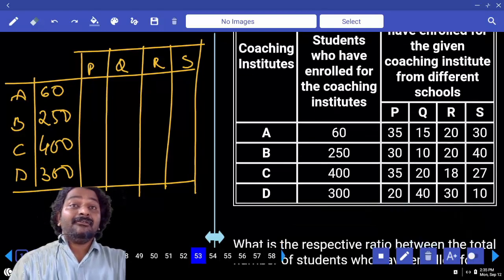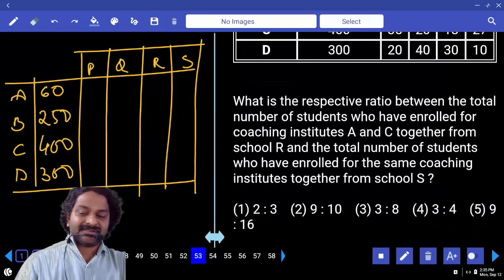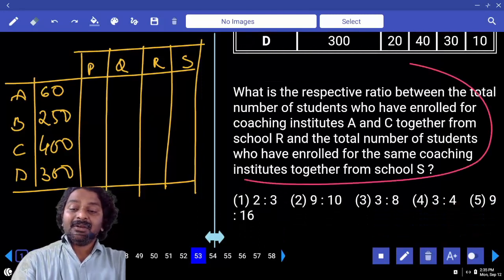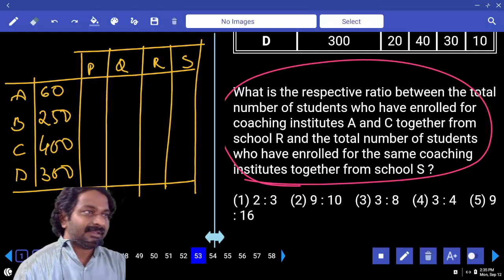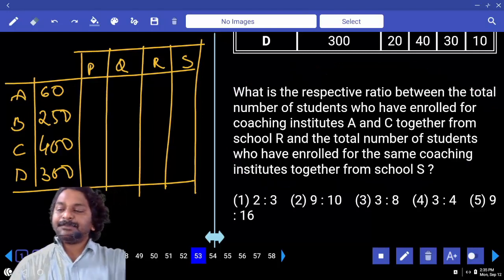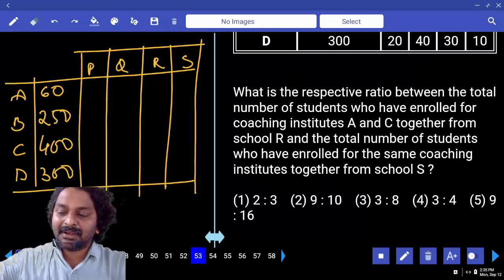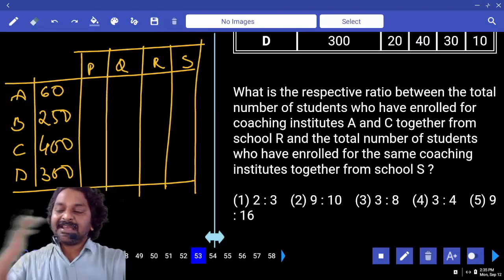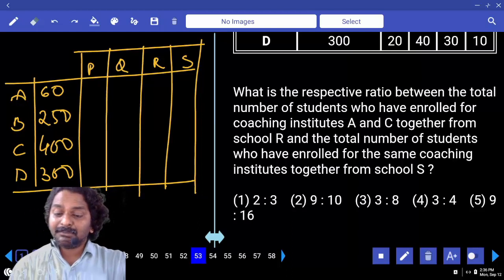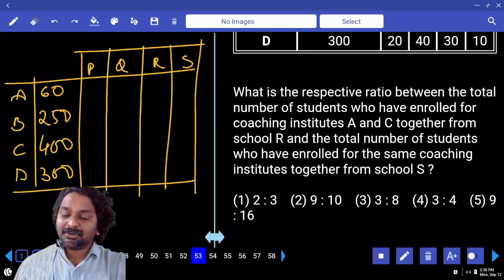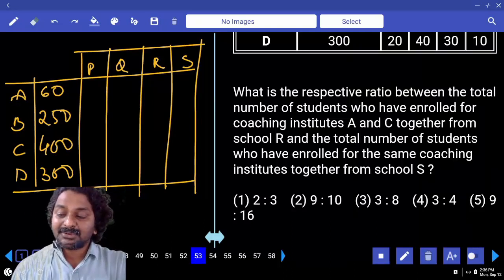Write the table, but don't fill it with numbers. Do it when you are doing your questions. For the first question, whatever numbers I calculate, I'll fill that number. Right. What is the respective ratio between the total number of students who have enrolled for coaching institutes A, C together from school R and the total number of students who have enrolled for the same coaching institutes together from school?